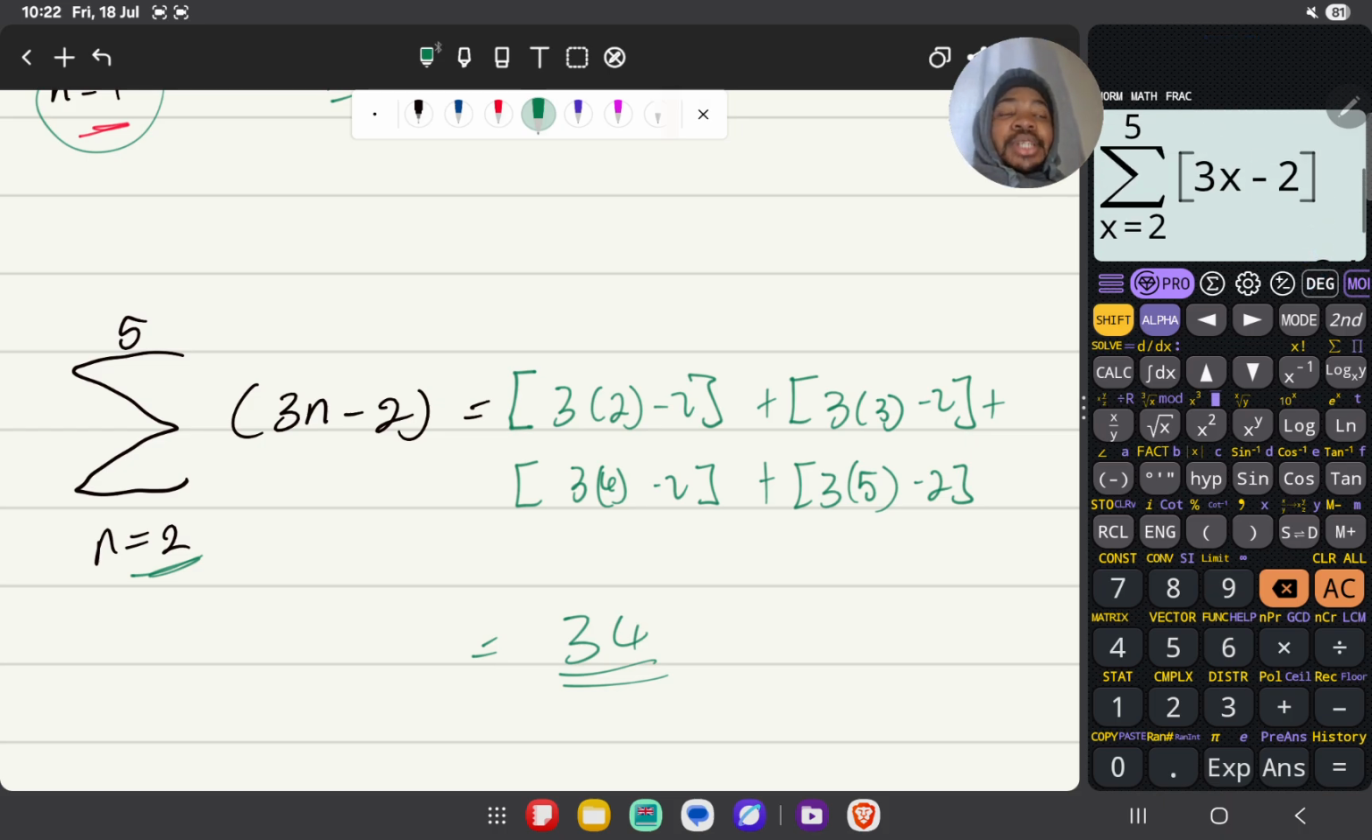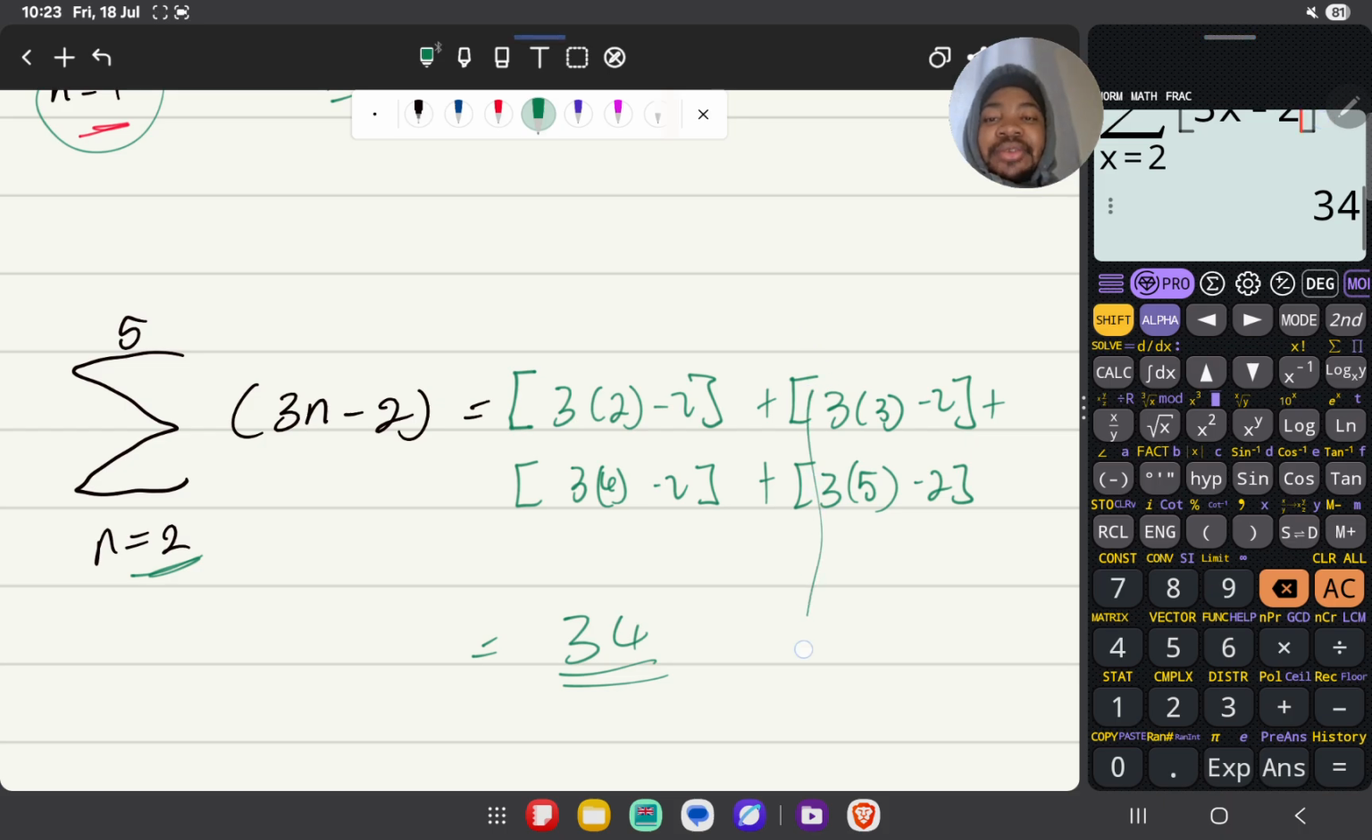But on the questions you have, actually I don't know. I was going to say on the questions that you guys are given, you're not expected to use a calculator, but we will check that when we get to the question papers. But basically this is it, and we can even test.